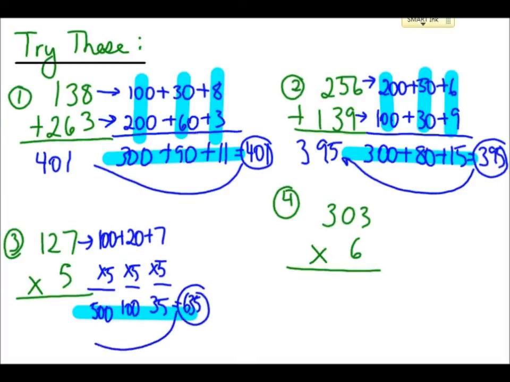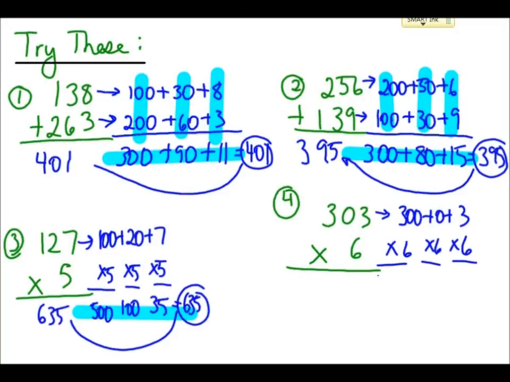All right, let's do the last one. So I'm going to expand the 303 into 300 plus 0 plus 3. And I have 6 groups of 300, 6 groups of nothing, and 6 groups of 3. 6 groups of 300, that's 1800. 6 groups of nothing is nothing, and 6 groups of 3 is 18. So now I'm going to add these horizontally. So I got 1800 plus 0 plus 18. When I add those up, I get 1818, and that's the answer to the original question.